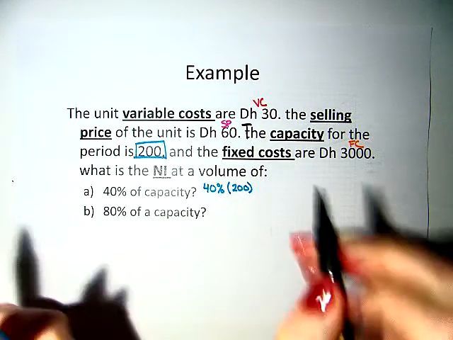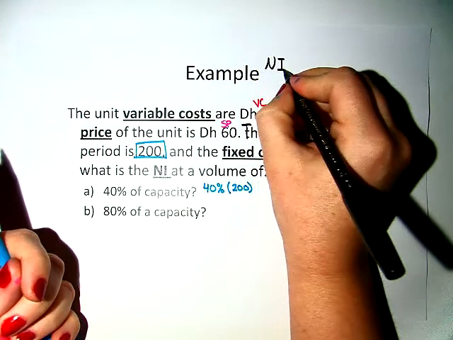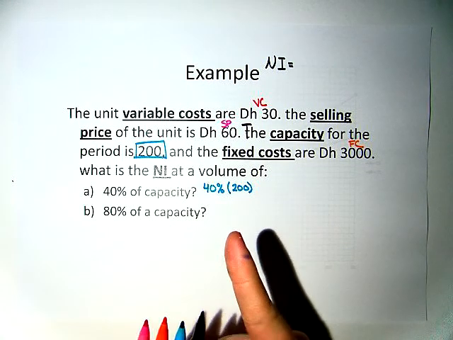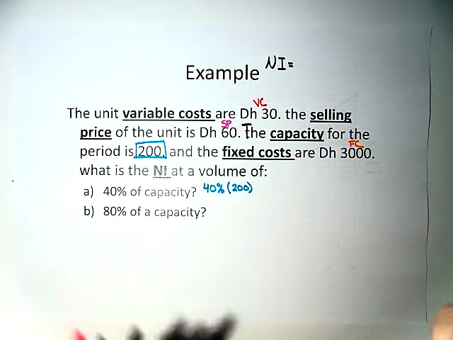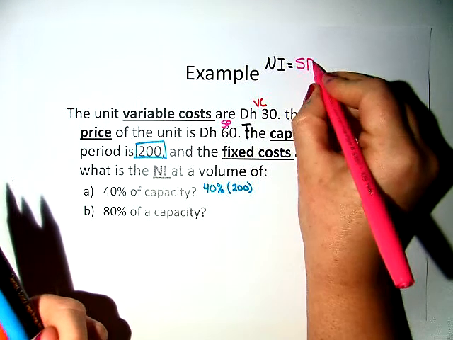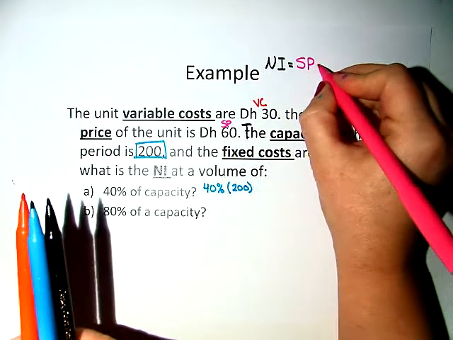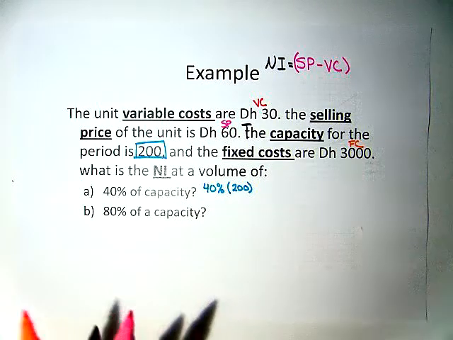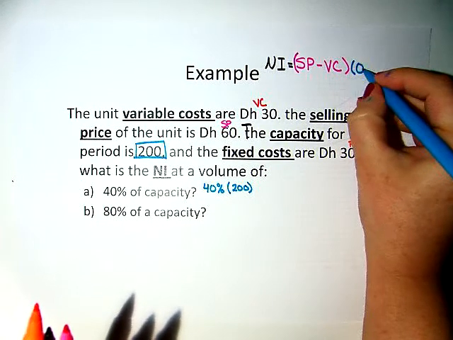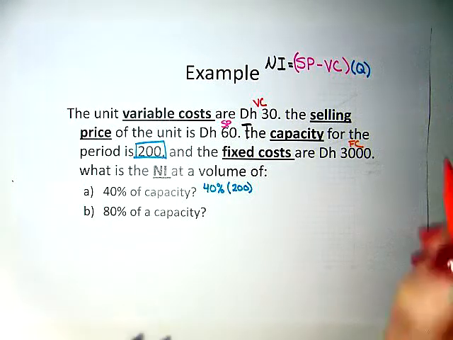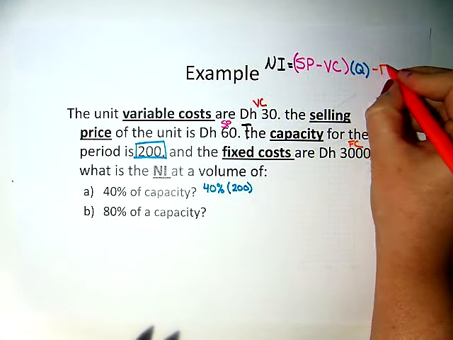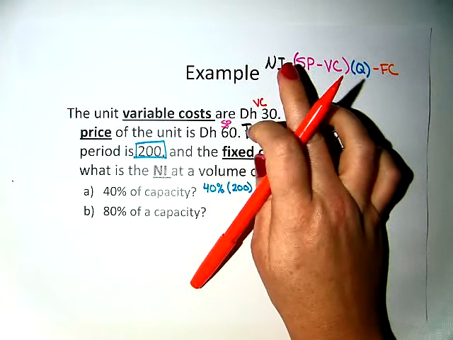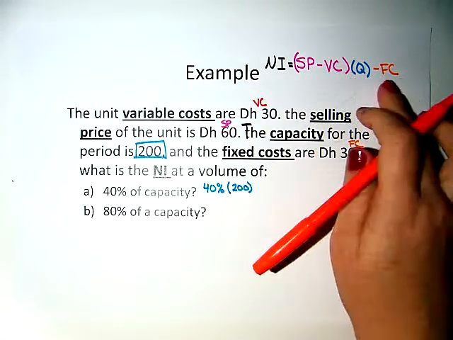So to find net income for any of these, you are going to take the selling price and subtract the variable costs, multiply that by your quantity, and subtract the fixed costs. So this is the formula in order to get net income. Now this is really important, and it's something that we're going to be working with a lot.